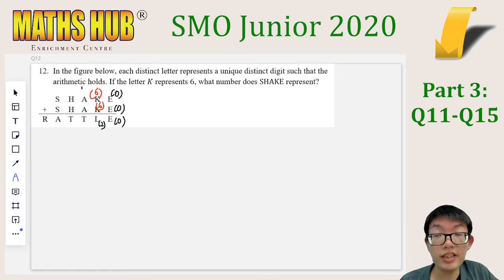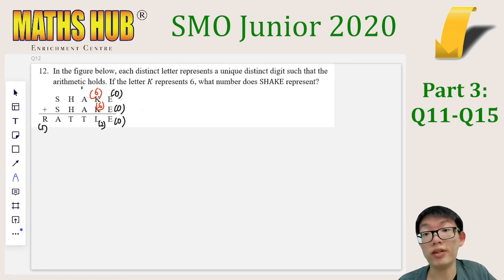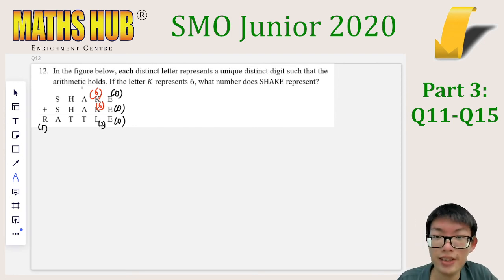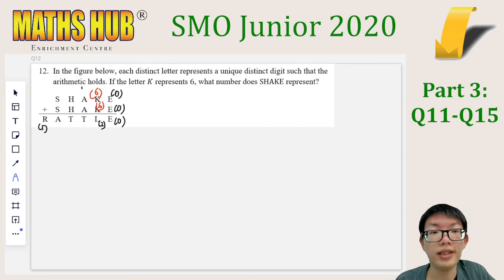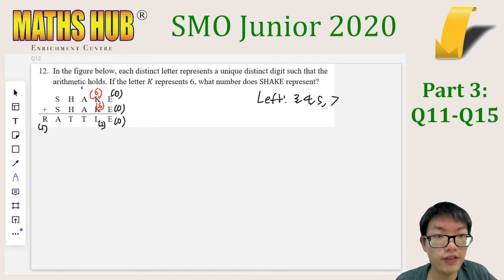These are 5-digit numbers that sum to a 6-digit number, so R here must be 1, because the two numbers added up cannot exceed, they are less than 200,000, so the first digit must be 1. So R is 1, L is 2, E is 0, and K is 6. So the remaining digits which we can use would be 3, 4, 5, 7, 8, and 9.